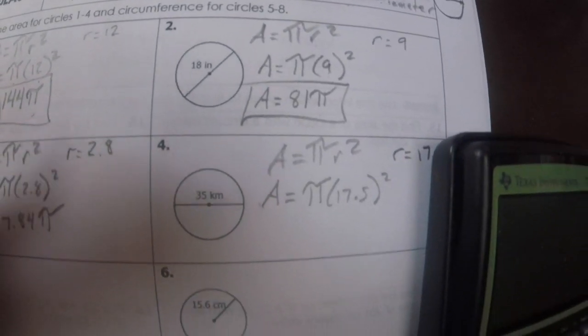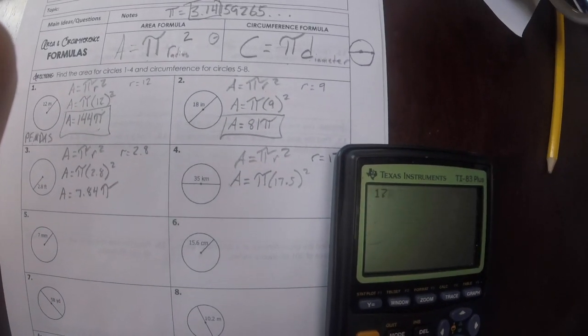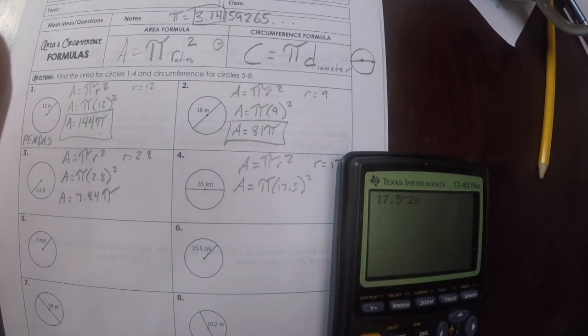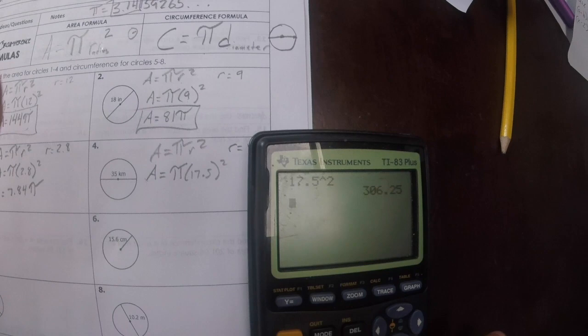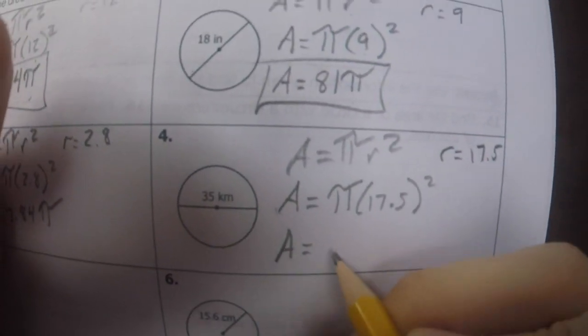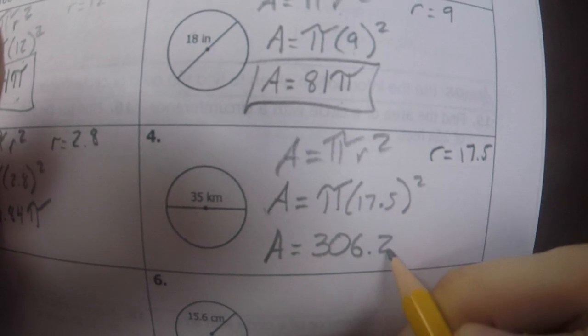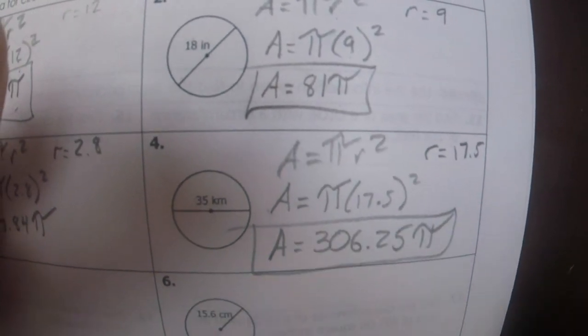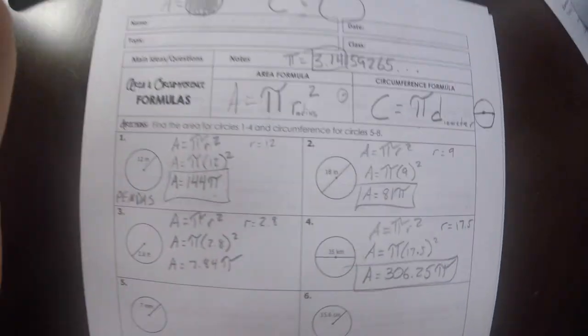17.5 squared, I do not know off the top of my head, so I'm going to go to my handy dandy calculator. 17.5 to the second power is 306.25. So the area is 306.25 pi. And don't forget about good old pi. All right.